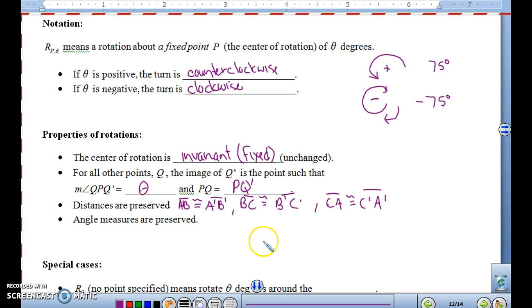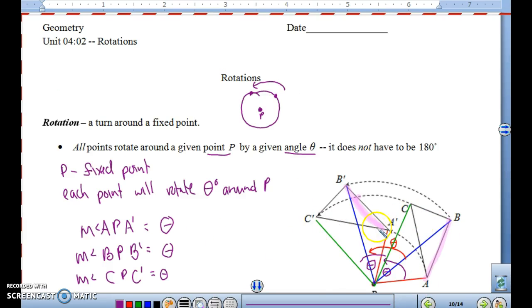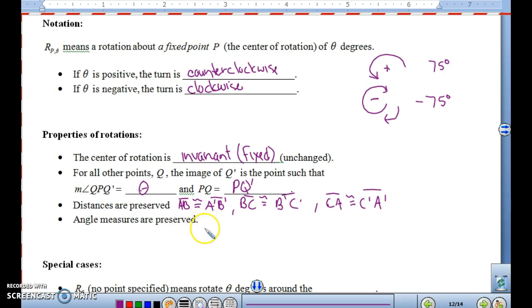If you turn something, you're not changing its size, so the distances are preserved. And so are the angle measures. If we look at our angle measures here, angle A will be the same as angle A prime. B will be the same as B prime. C will be the same as C prime. All of the angle measures stay the same. We do not change the angle measures.